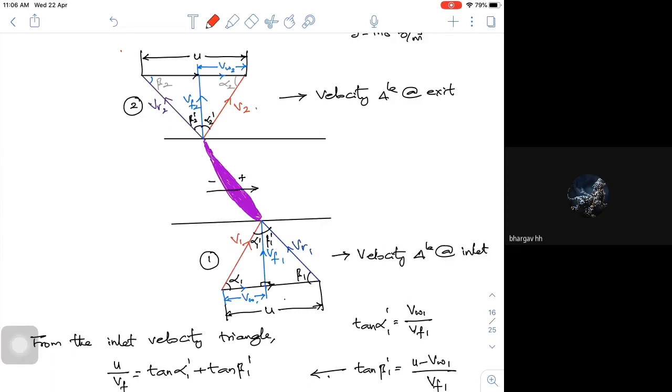Corresponding to alpha 2, I have my alpha 2 dash. You should be very careful in identifying the corresponding air angle. So at inlet and at exit, if you're able to identify that, you can easily solve the problem. That's how this particular problem works. If there are any questions, I can take them.